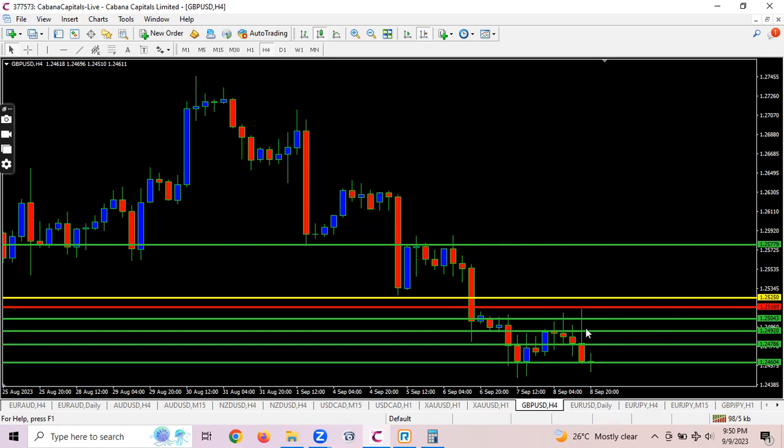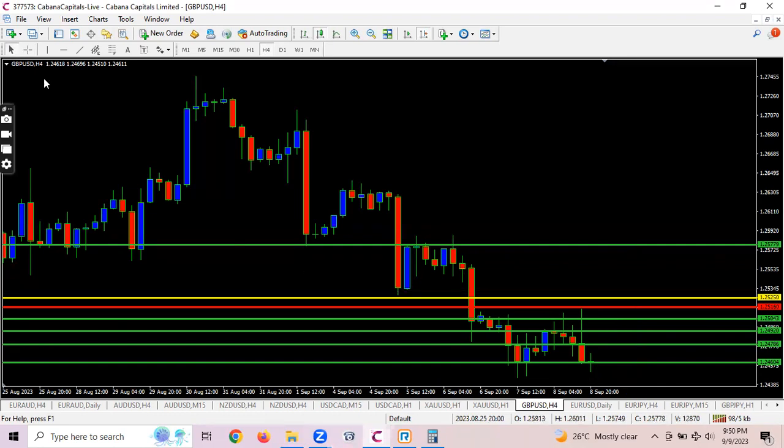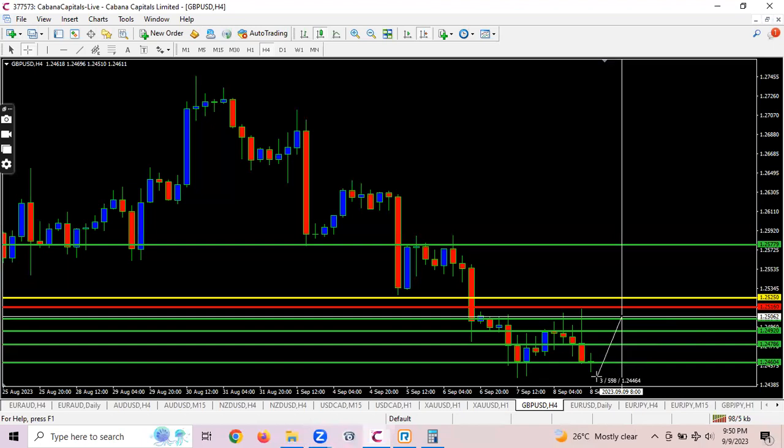But if price closes above this zone, you could jump in and buy, or you patiently wait for price to get to the zone. But note that if you are entering at this level, let's say a candle closes at this level, your stop loss is supposed to be here, which is about 81 pips. So the risk will be high. But if you jump in and buy above this level, your stop loss will be at this level, which is still okay, 60 pips.